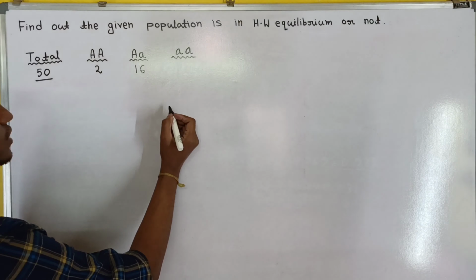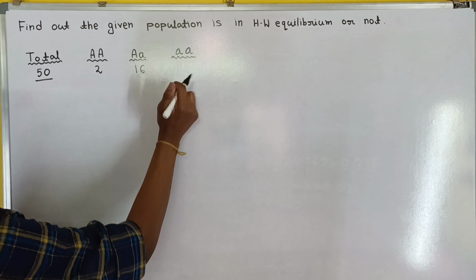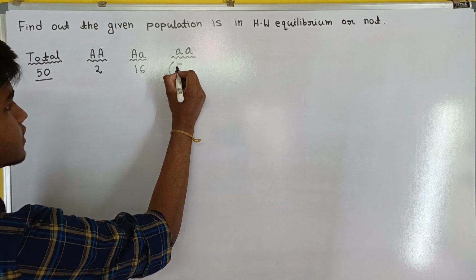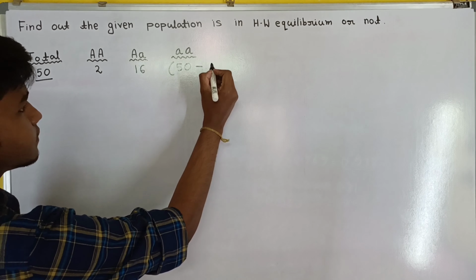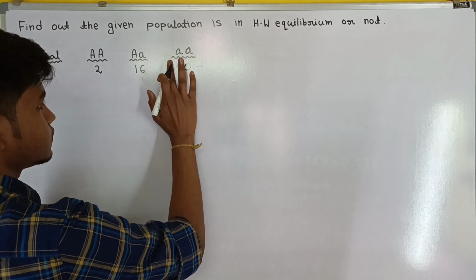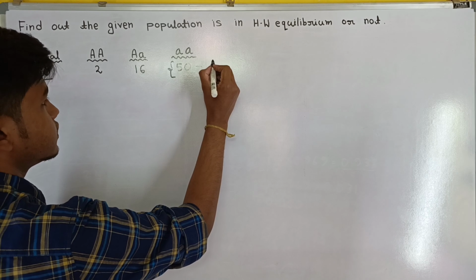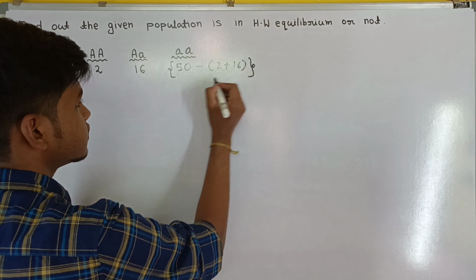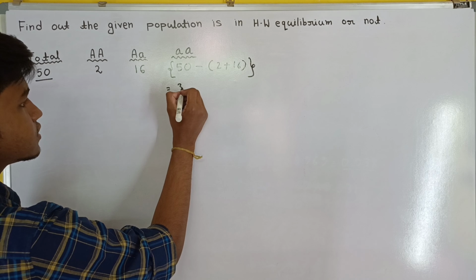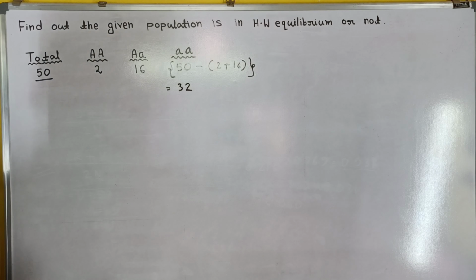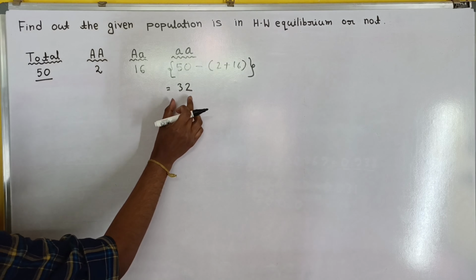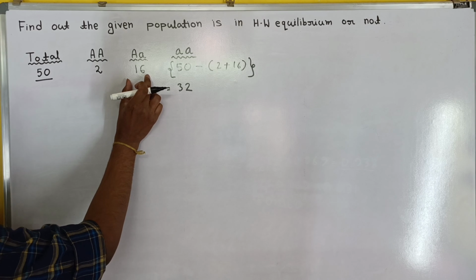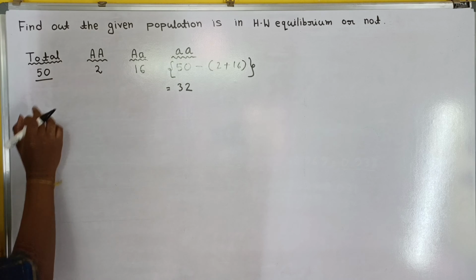The way to calculate small a is: total is 50, so 50 minus 2 plus 16. So that is 32. So small a small a is 32, capital A small a is 16, capital A capital A is 2, and the total is 50.